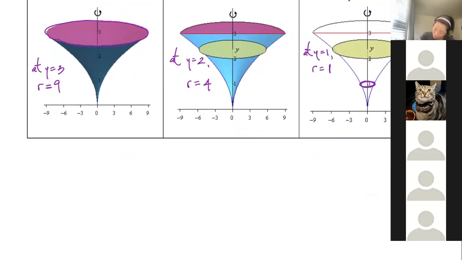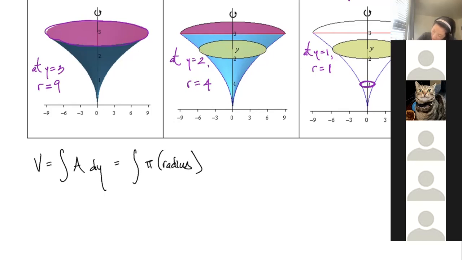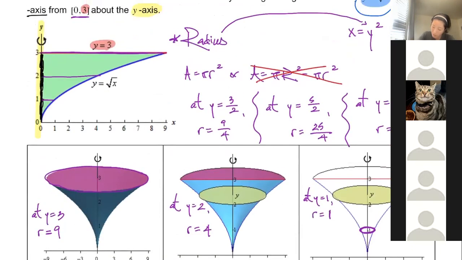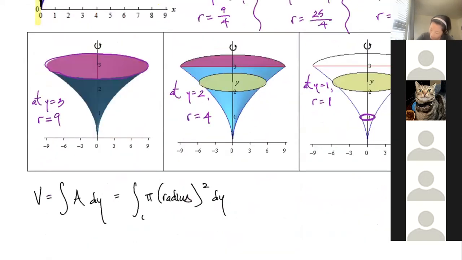All right, so we're gonna start the same way. Volume equals the integral of area. And this time, we're going to put dy instead of dx because we're stacking these circles up the x-axis. Now, we know that because we are rotating, we have the integral of pi radius squared dy. And our bounds are going to be, as they said here, from 0 to 3. So we have a bottom bound of 0, a top bound of 3.